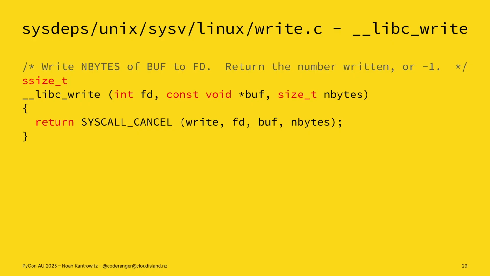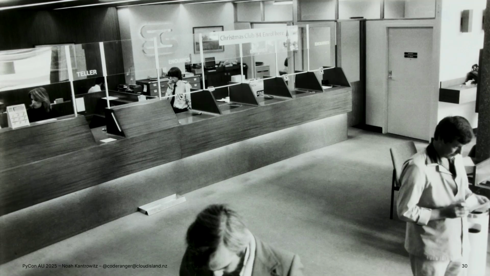All right, this is the implementation of write in glibc. We see the expected 3 arguments, the file descriptor we're writing to, the address, the number of bytes, but this function's not really doing very much. It's just forwarding our arguments to something called a syscall. What's that? Our programs cannot be trusted.